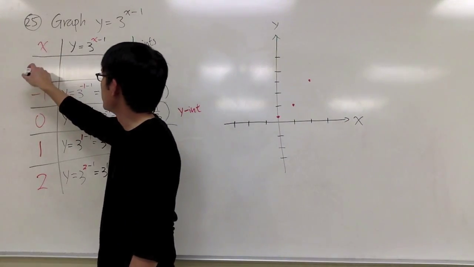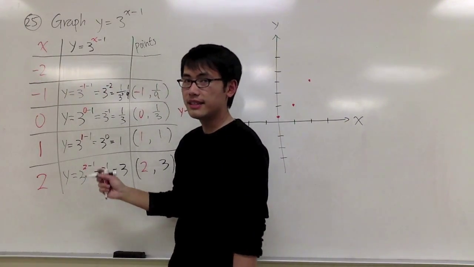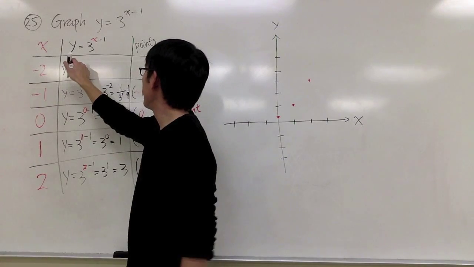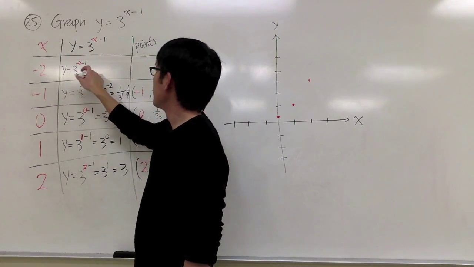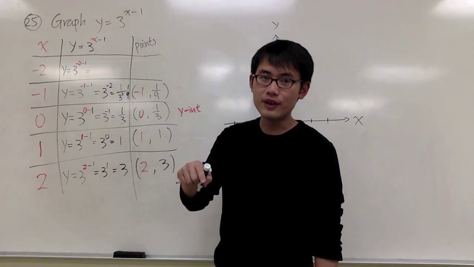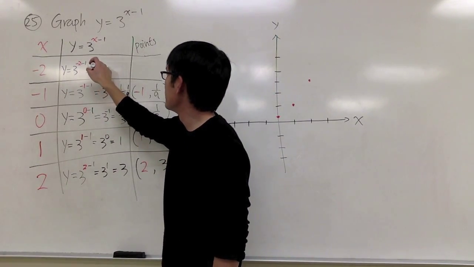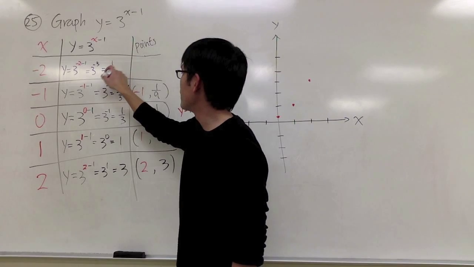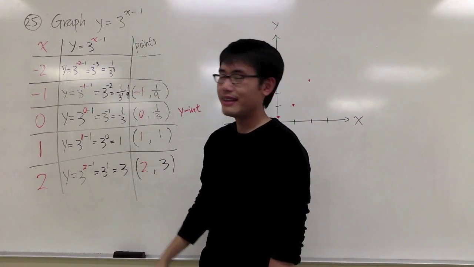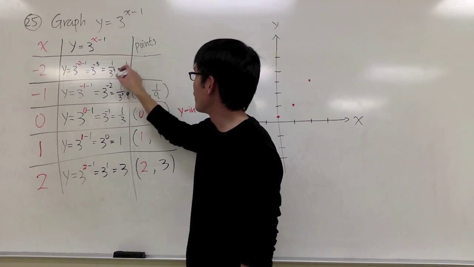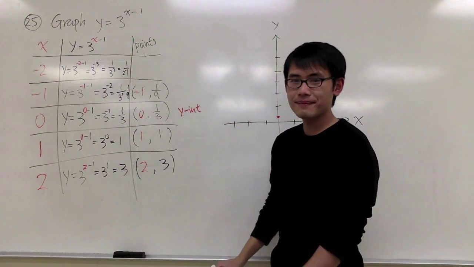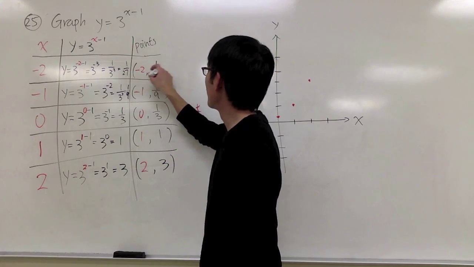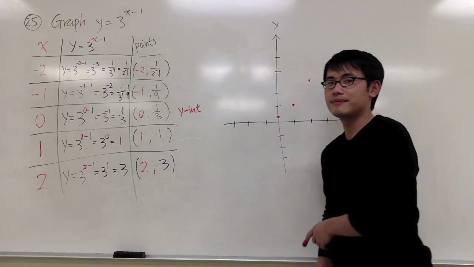Let's also make x equal to -2. If x is equal to -2, we get y is equal to 3 to the -2 minus 1. And we do -2 minus 1 first, which is -3. 3 to the -3 once again turns into a fraction, which will be 1 over 3 to the positive third power, and this will be 1 over 27. So another point that we will get is -2, comma 1 over 27, just like that.